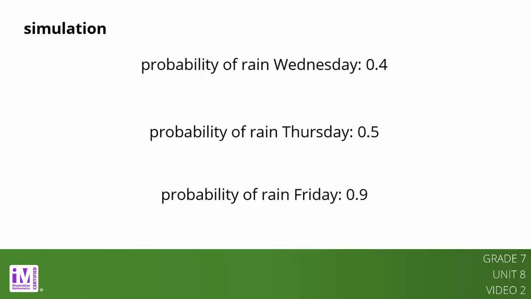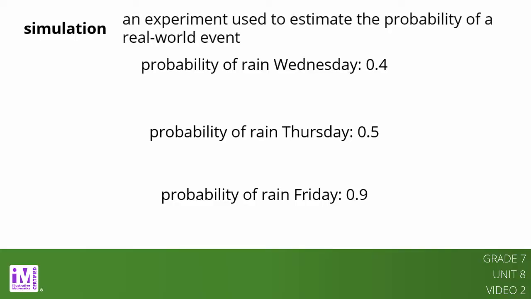Finding probabilities for real-world events can be difficult because they are complex and not often easily repeatable. In these cases, it is useful to create a simulation. A simulation is an experiment used to estimate the probability of a real-world event. Simulations are useful for estimating probabilities for complex situations.